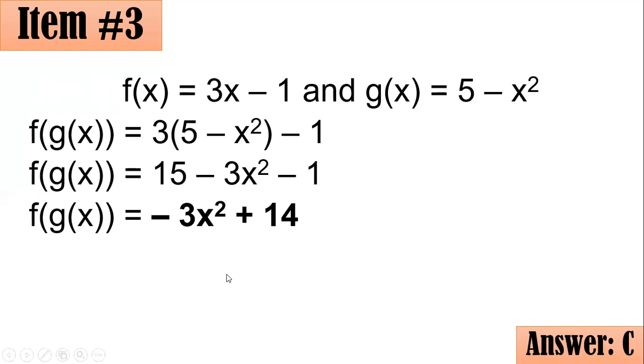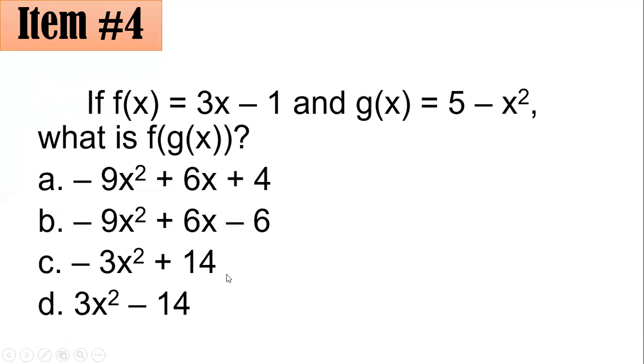Number 4. Using the same given, if f of x equals 3x minus 1 and g of x equals 5 minus x squared, what is g of f of x? In item number 3, that's f of g of x. But for number 4, how about g of f of x? And is it A, B, C, or D?